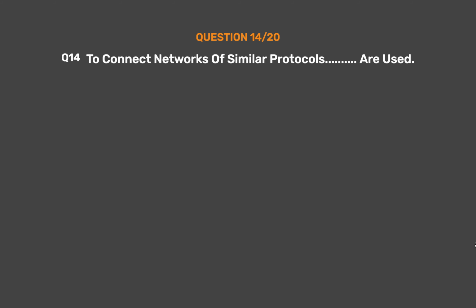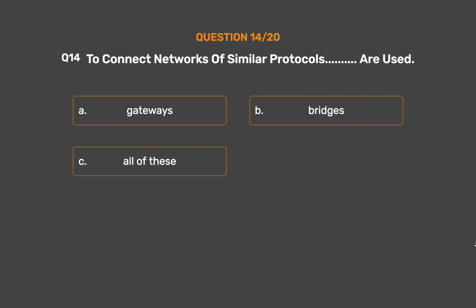Question number 14. To connect networks of similar protocols are used. Option A, gateways. Option B, bridges. Option C, all of these. Option D, none of these.